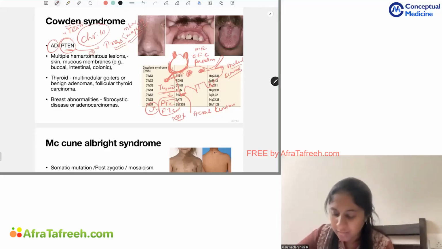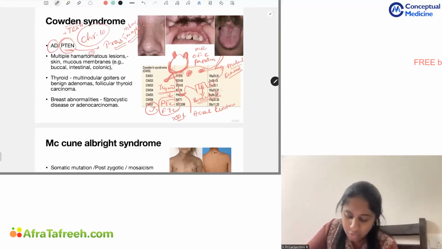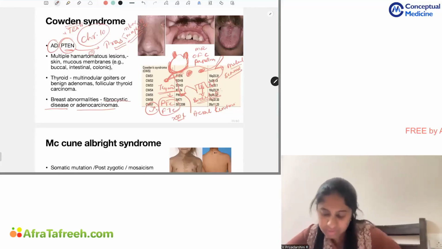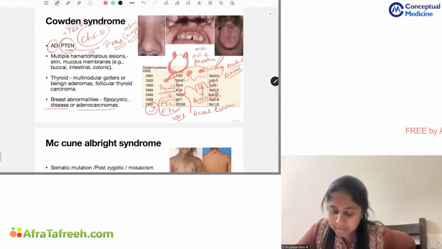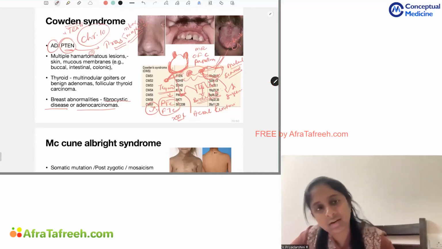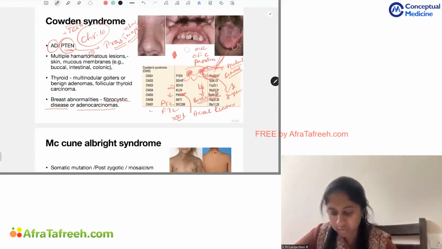And the cow will have teats. So remember breast carcinomas. So breast lesions usually would be fibrocystic disease or adenocarcinomas. And remember the gut. So in the gut also you will have ganglioneuromas. GI ganglioneuromas would be there. Remember the uterus, the cow giving birth. Endometrial CA would be there. So this is the general mnemonic that I use for Cowden syndrome.